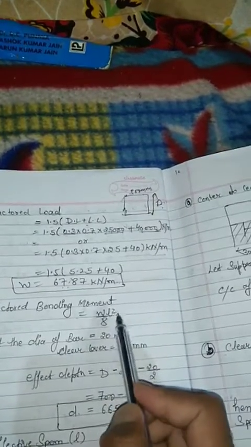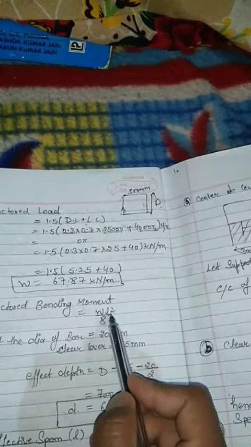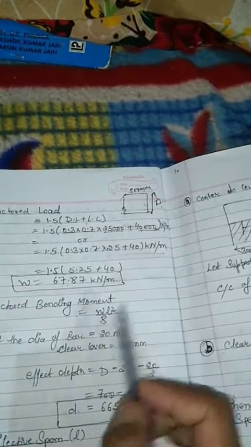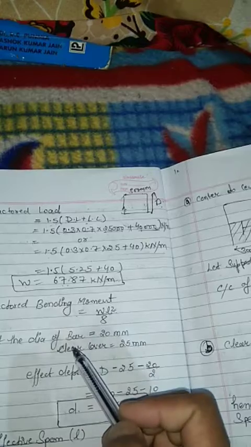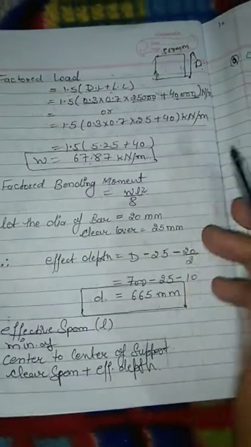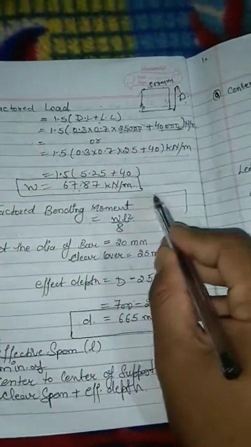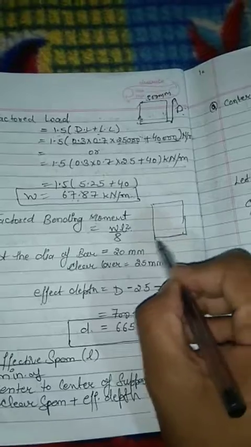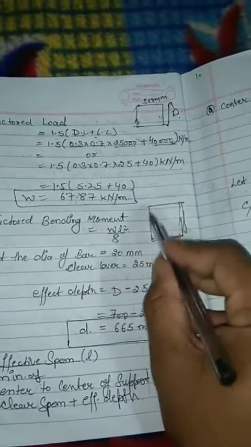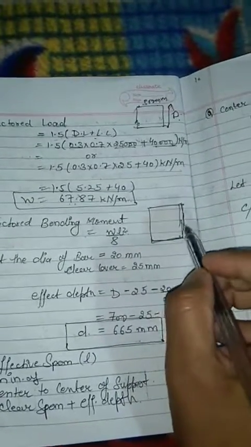One more thing, we are not provided with the clear cover in this numerical problem. We all know what a clear cover is. Clear cover is the extra cover that we provide to the reinforcement so that it does not get corroded.